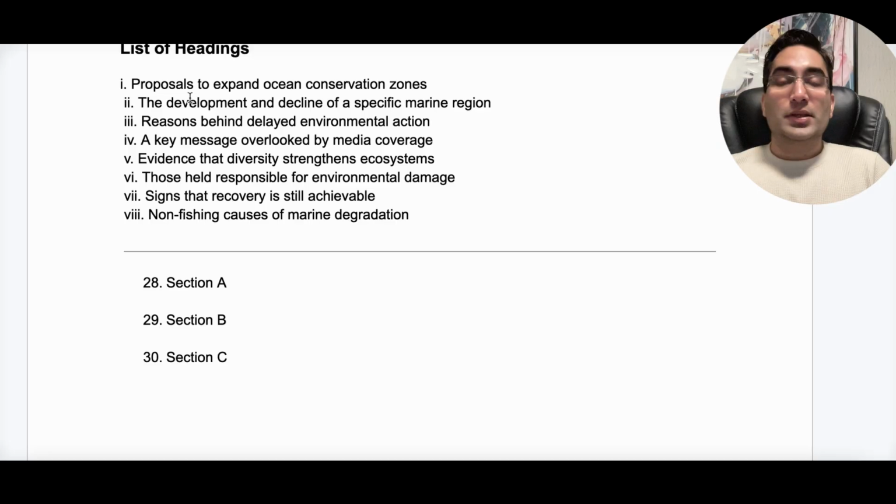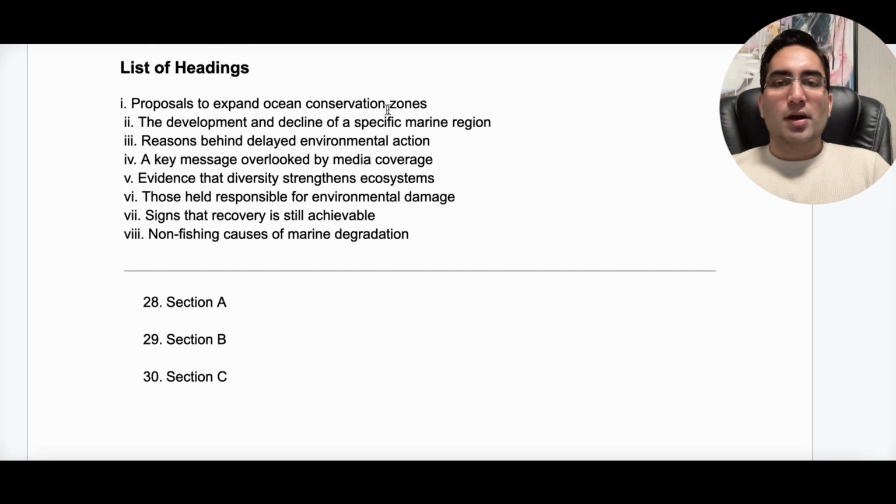All you have to do is look at the keywords, 1 or 2 from each sentence. For example, I'm reading the sentence and it says proposals to expand ocean conservation zones. So something about expansion and proposals to expand. Got it. So someone is saying, let's make something bigger. I'm thinking of it in different keywords so that I remember better. The next thing is the development. Okay, the development and decline. So positive, negative, back and forth. Reasons behind delayed. So something is being delayed, something is being postponed, something is not done in time.